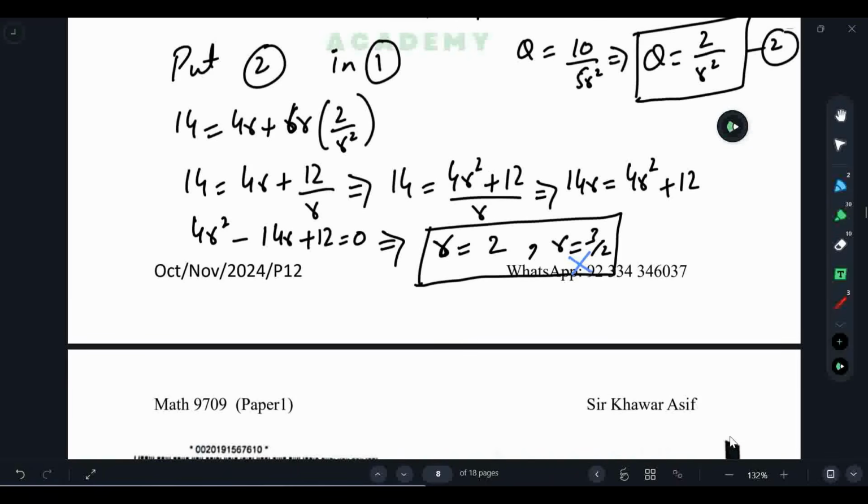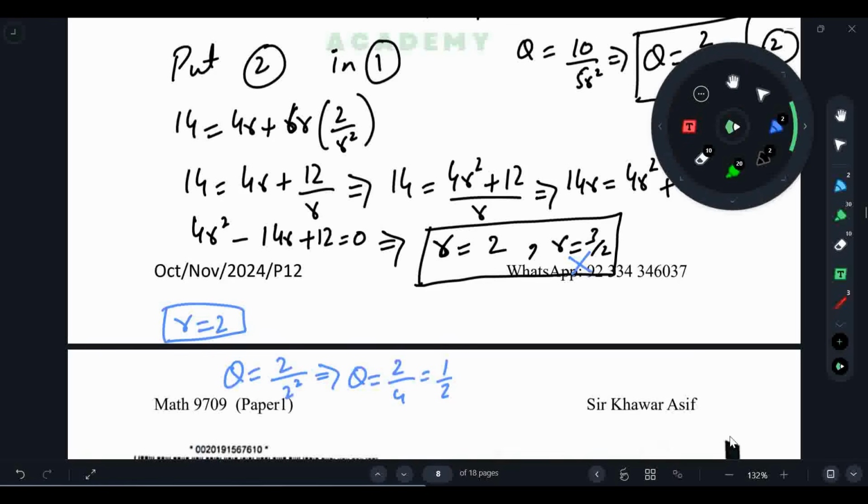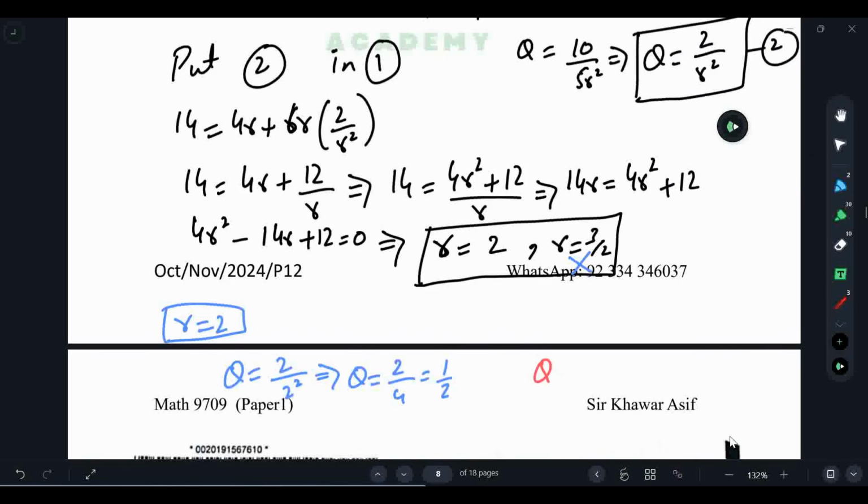So if we put it over here, θ will be equal to 2 by 2², because we have to use r equal to 2 only. So when r is equal to 2, θ will be equal to 2 by 4, which means 1 by 2. So finally we can conclude that the final value of θ will be 1 by 2 and r will be 2. So this will be the final answer. I hope the concept is clear.